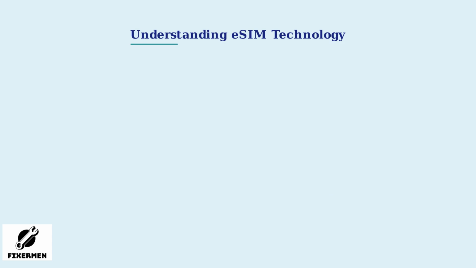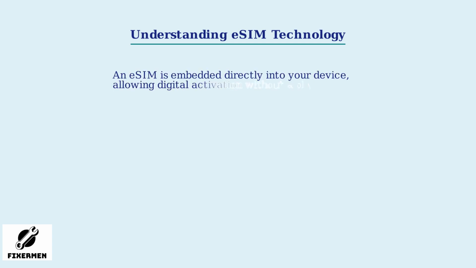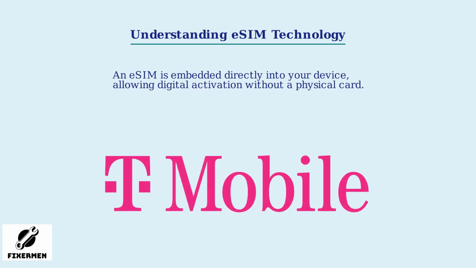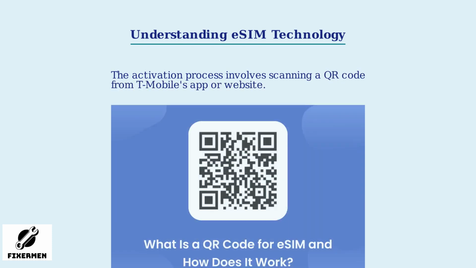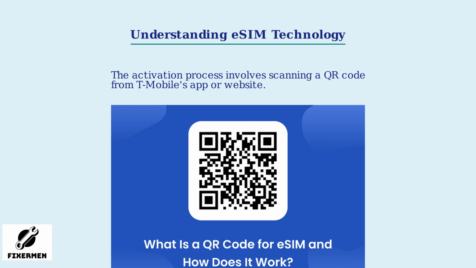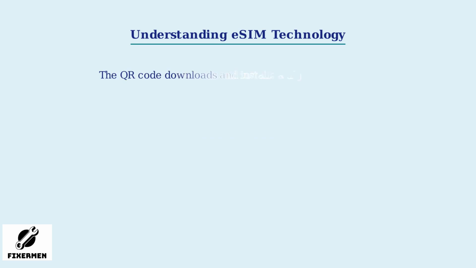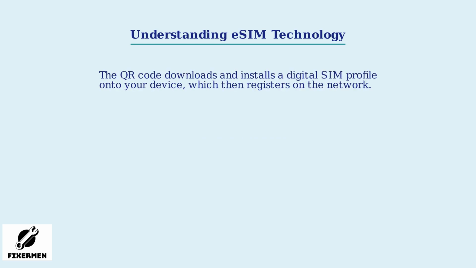An eSIM, or embedded SIM, is a digital alternative to traditional physical SIM cards. Unlike physical SIM cards that you insert into your phone, an eSIM is built into the device's hardware. It lets you activate cellular plans digitally through carriers like T-Mobile. To activate an eSIM, you scan a QR code provided by T-Mobile. This code contains the necessary information to set up your cellular service. Once scanned, the QR code triggers the download of a digital SIM profile. This profile is installed on your device and automatically registers it with T-Mobile's network for service.